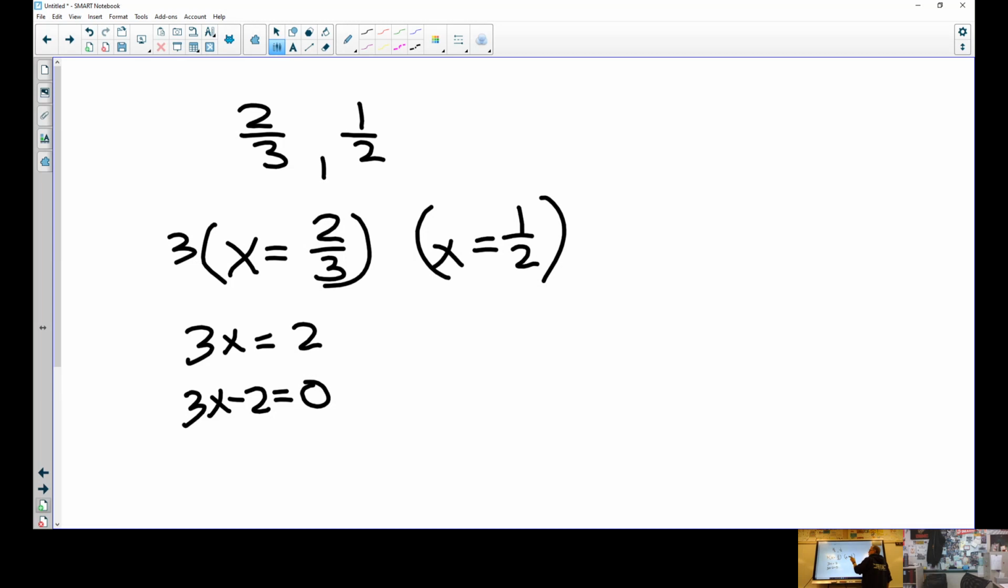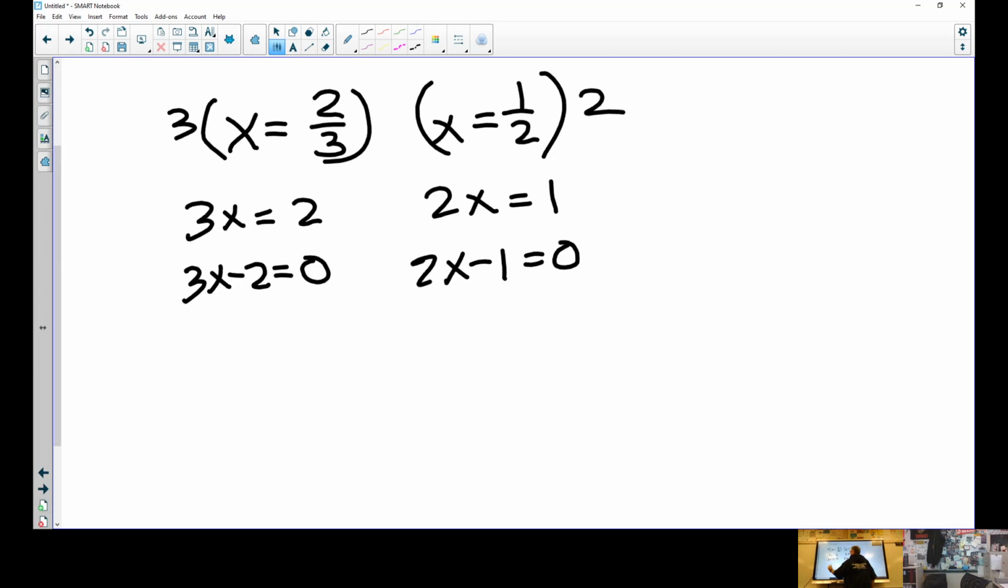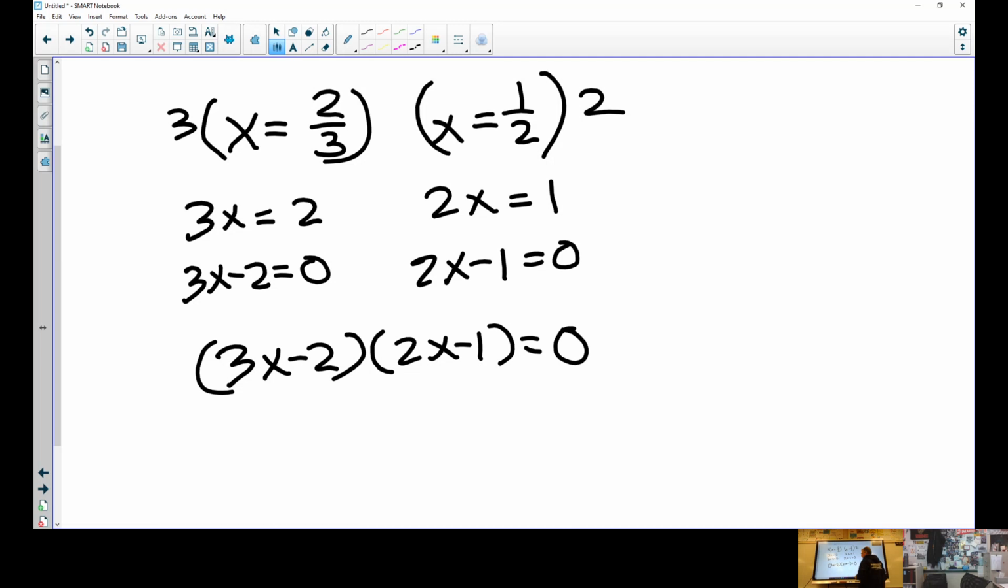Same thing here. What am I going to multiply by? Well, I got 1/2, so I'm going to multiply by 2. So I'll get 2x equals 1, getting rid of the fractions first, and then get everything to one side. And now we can take our factors, multiply them, and of course they're going to equal 0 because one of them is 0.